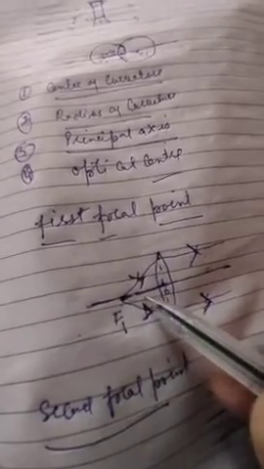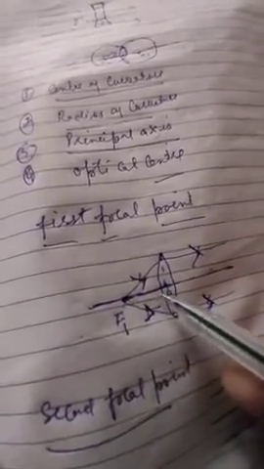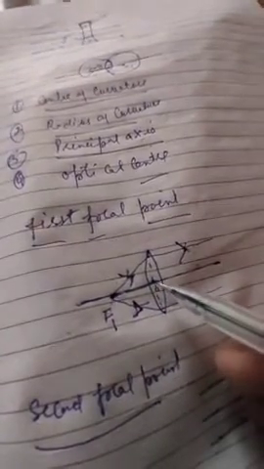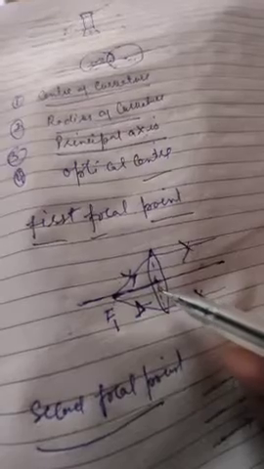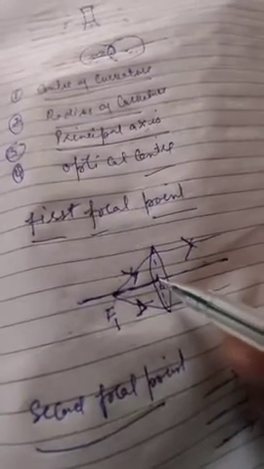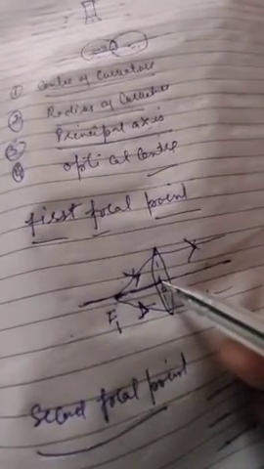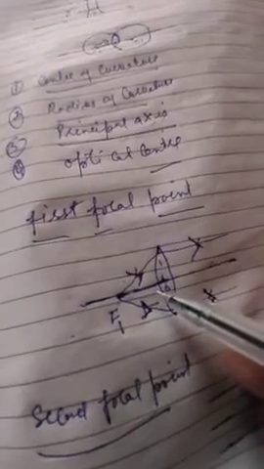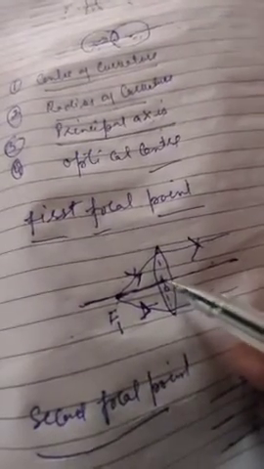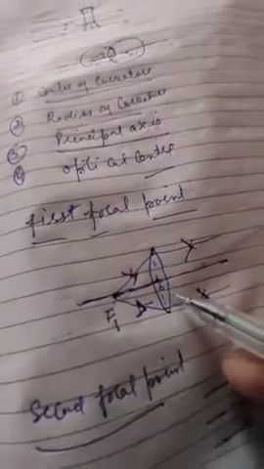Now the focal length. Focal length means the distance between the optical center and the focus. All the distances, whether it is a convex lens or a concave lens, all the measurements should be done from the optical center only. Whenever you want to measure something, the length of the image or the object, you have to measure it from the optical center only.